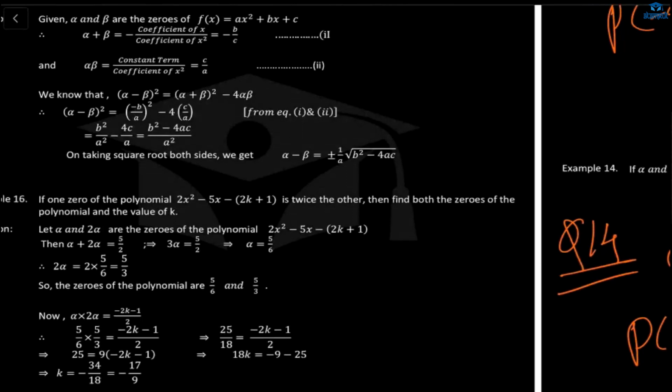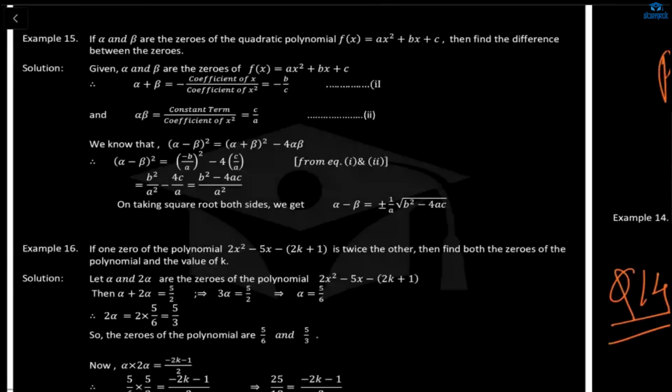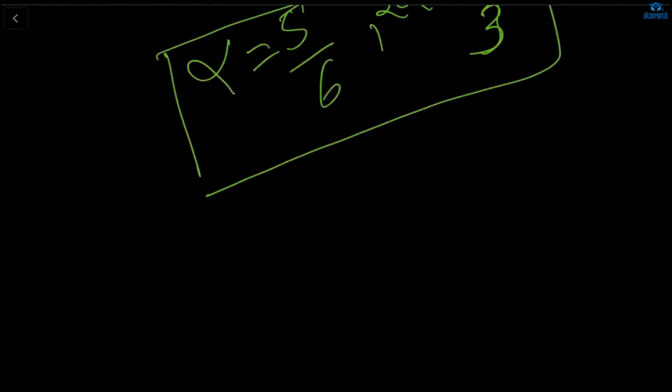Now we have a relation with this, that is alpha into beta. The product of the zeros is equal to C by A. So you are going to use another equation: alpha into 2 alpha is equal to C by A. Everybody try this and you will find the value of k. Alpha into 2 alpha will be 2 alpha square, which will be equal to minus 2k minus 1 by 2.